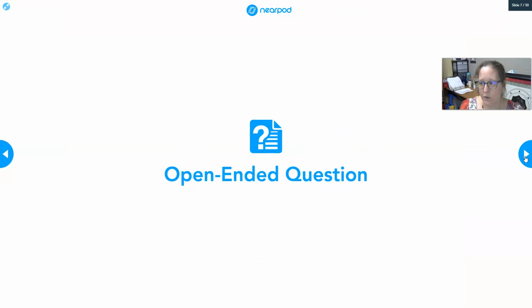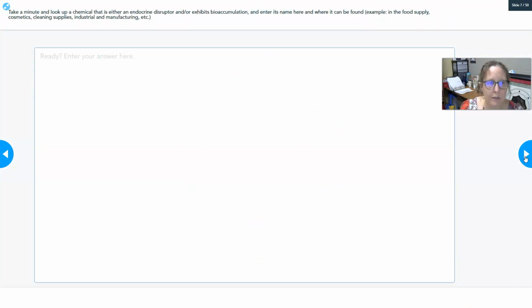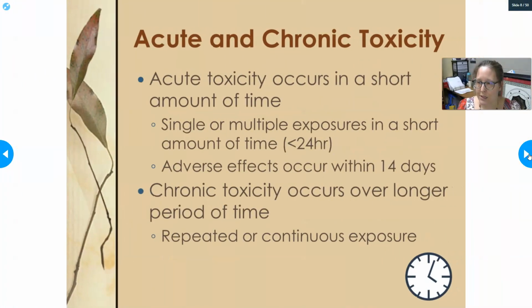Okay, so first little question for you to think of. Look up a chemical that's either an endocrine disruptor or exhibits bioaccumulation, and enter its name here, and where it can be found. Is it in the food supply, cosmetics, cleaning supplies, industrial manufacturing, etc.? If you're at home and you want to do that, you can. Of course, you're in my class, you're going to do it. So there we go, a little exercise, a little practical application here.